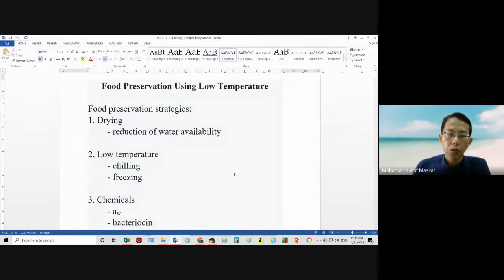My part will be about food preservation using low temperature. For this part, we will have one short quiz, which is going to be next week, and then after that, your mid-semester exam, which will be after your mid-sem break. Now this week is week 5, so we have another 2 weeks, up to week 7.